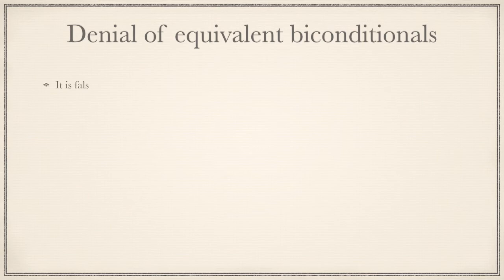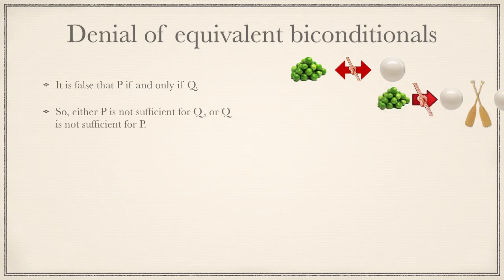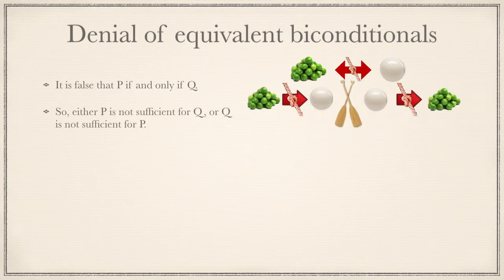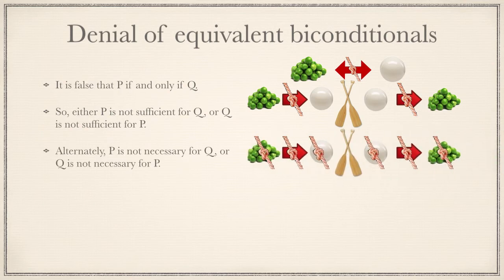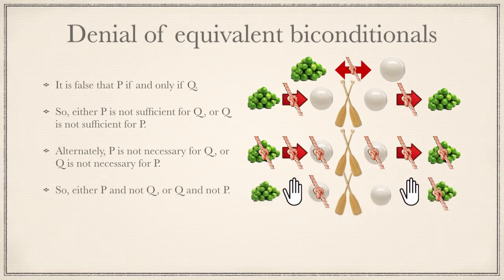We start with the denial of the biconditional. Next, we state that either P is not sufficient for Q, or that Q is not sufficient for P. Alternately, we state that either P is not necessary for Q, or that Q is not necessary for P. By now this looks complicated, but remember, these last two propositions are actually equivalent to each other. Recall what we learned about denying sufficiency earlier.